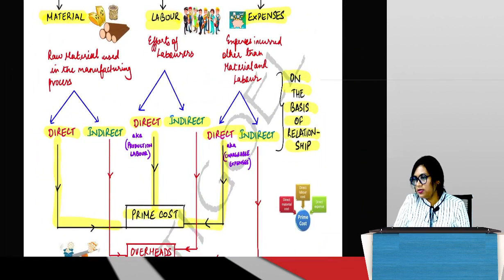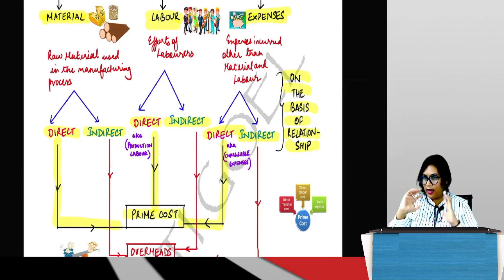So guys, we have understood this, right? On the basis of elements. Elements means the various components that make up the manufacture of a product. Material, labor, expenses. Material is the raw material that goes into the manufacturing of the product. Labor is the human effort expended in making that product, and expenses is anything other than material and labor, right? So this is further classified on the basis of relationship into direct and indirect components. So you have direct material, direct labor, indirect labor, direct expenses, indirect expenses.